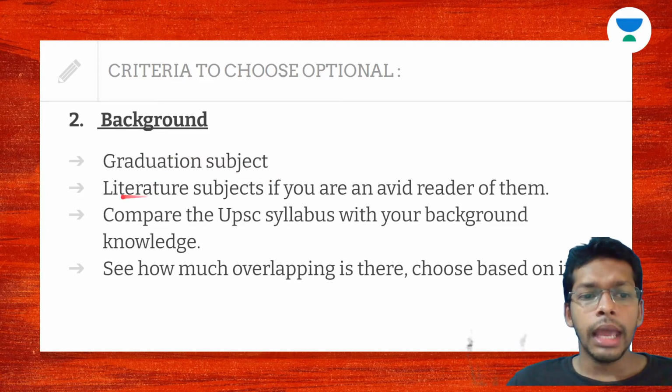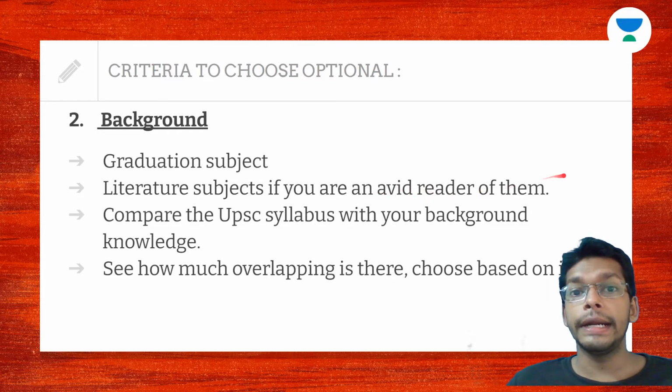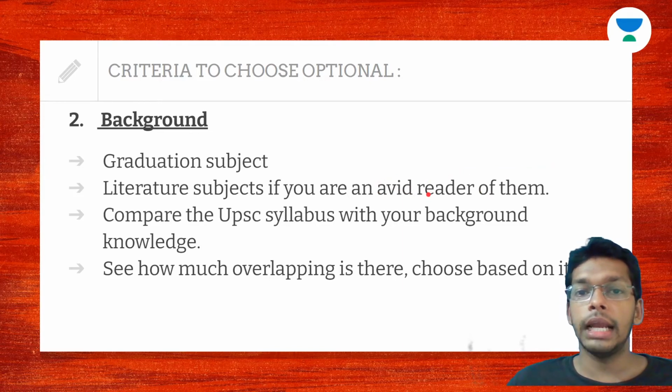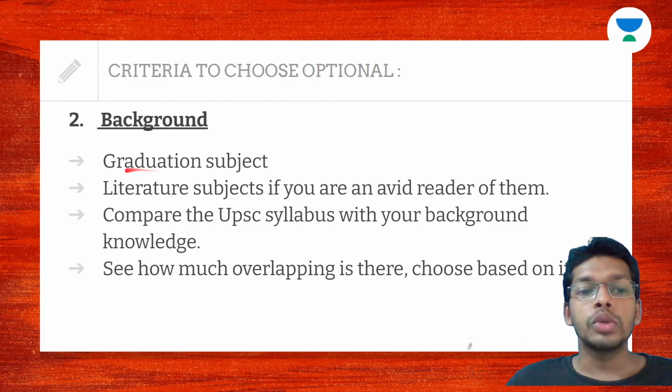Okay, and another criterion regarding background will be literature subjects. If you are an avid reader of them, assume you are a person from Karnataka, and you are a very good reader of Kannada literature from your childhood itself. You have read a lot of books. You are very much comfortable with the literature and the language. So in that case, you can definitely choose a literature subject as your optional also. So that also comes under the background which you are having.